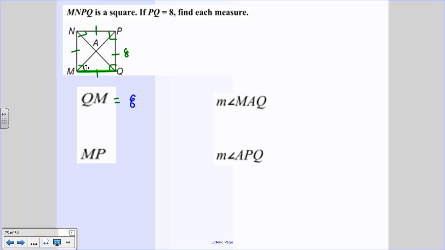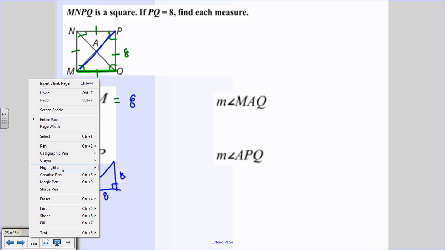PM is the diagonal. So essentially you have an isosceles right triangle, where you can use the Pythagorean theorem. So this is 8, and we're looking for this side, so that's x. There's several ways of doing it. You can recall that it's a 45, 45, 90 triangle. And if you can remember that, that's less work on your part.